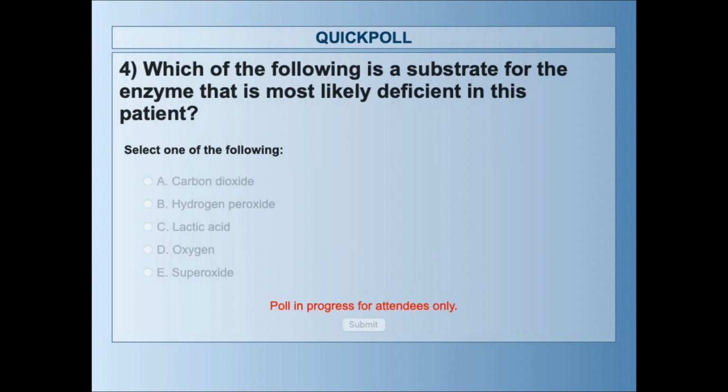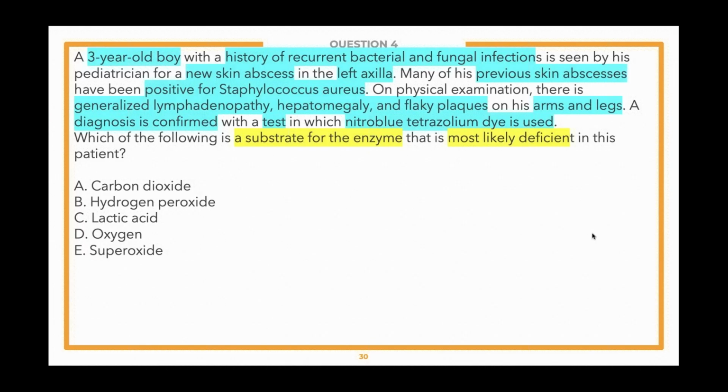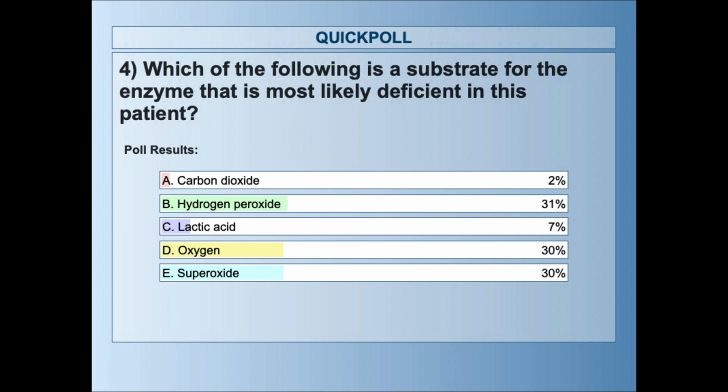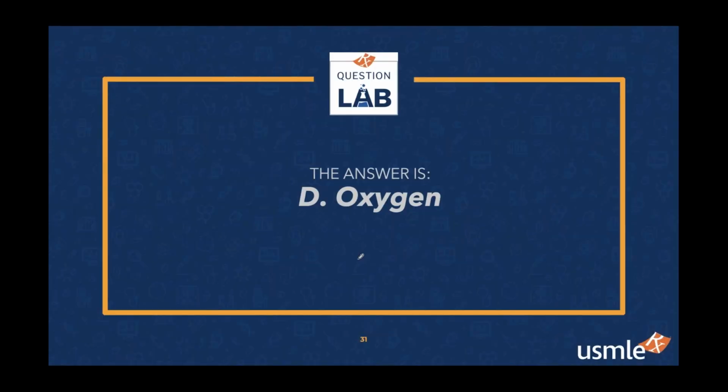All right, let's take a look and see what you selected. It was very close, actually. We almost had a three-way tie. But inching ahead with 31% was hydrogen peroxide, and tied for second place with 30% was oxygen and superoxide. So let's take a look and see what the correct answer is. Oxygen, which was tied for second place. Let me hand it off to Parv.